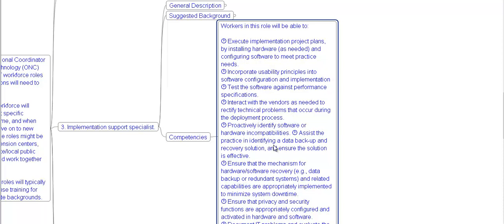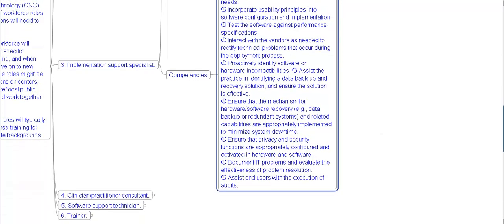Proactively identify software or hardware incompatibilities. Assist the practice in identifying the data backup and recovery solution and ensure the solution is effective. Ensure that mechanisms for hardware and software recovery, for example data backup or redundant systems, and related capabilities are appropriately implemented to minimize system downtime. Ensure that privacy and security functions are appropriately configured and activated in hardware and software. Document IT problems and evaluate the effectiveness of problem resolution, and assist end users with execution of audits.